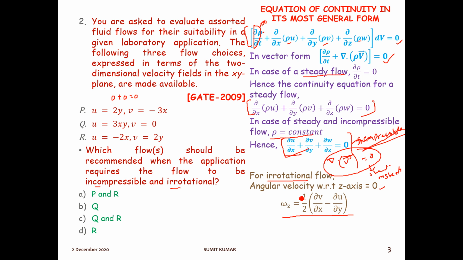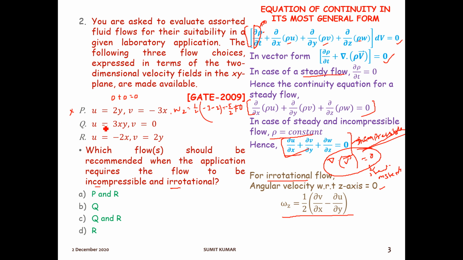Now for irrotationality, we will use this equation. So here omega z is half of del v by del x, which is minus 3, minus del u by del y, which is 2. So it becomes minus 5 by 2, which is not equal to 0. So this flow field is not irrotational, which means it is a rotational flow. So P is cancelled because it is incompressible but rotational.